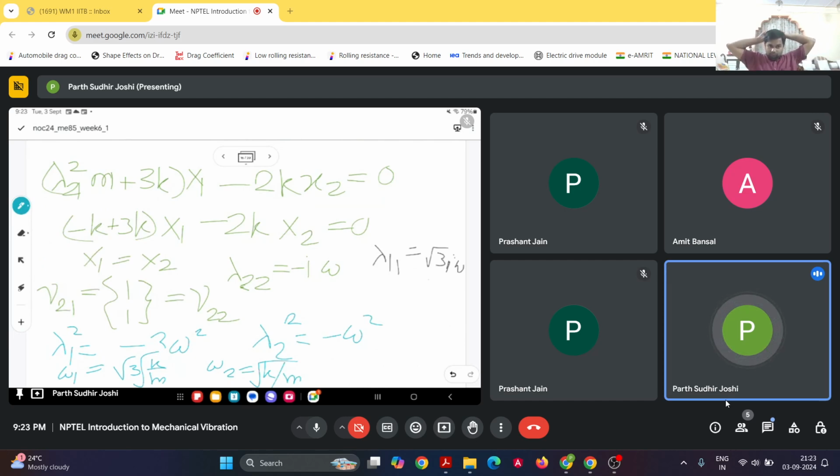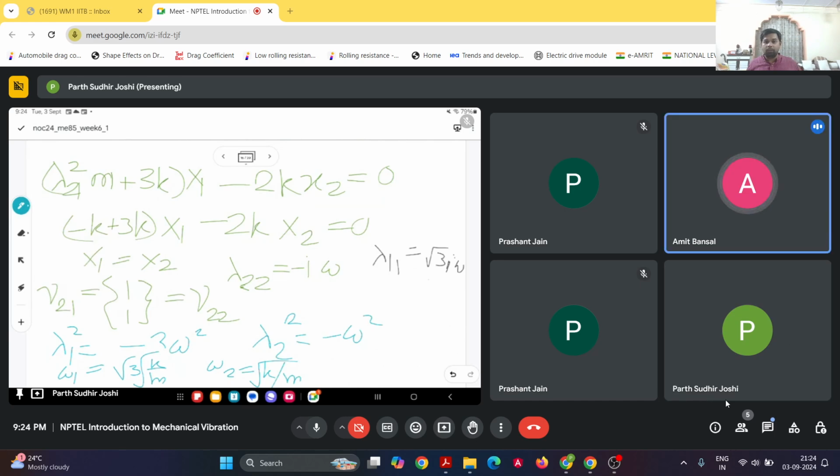This is how I concluded that the first natural frequency is root 3 k by m and the second is root k by m. Is that okay? Yes, sir. Okay.